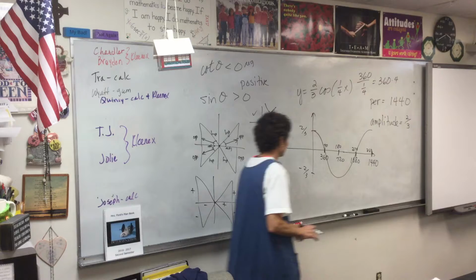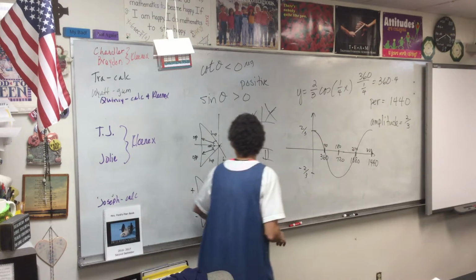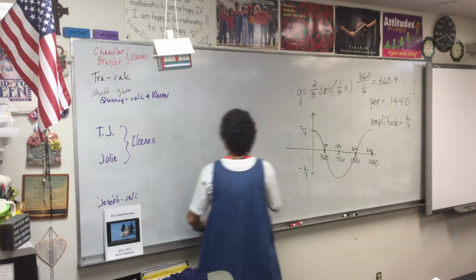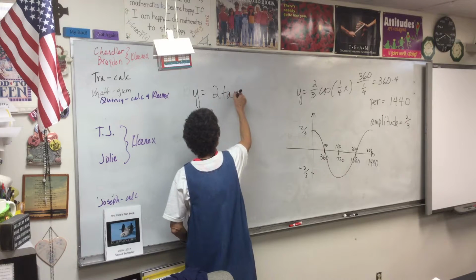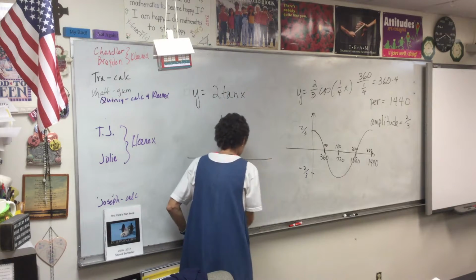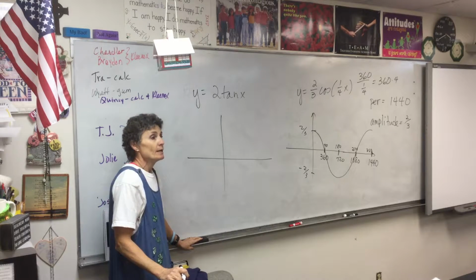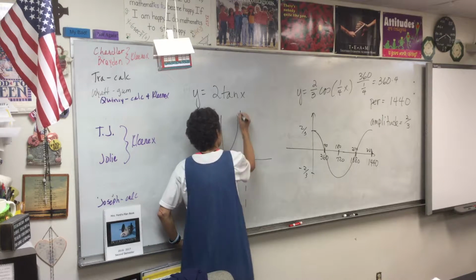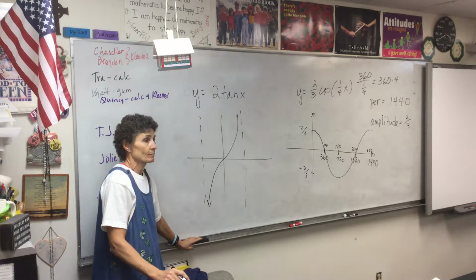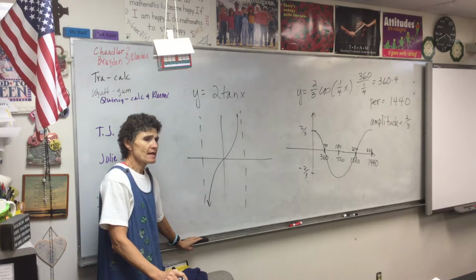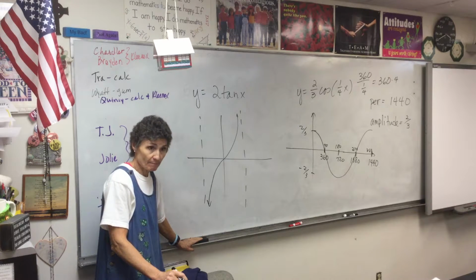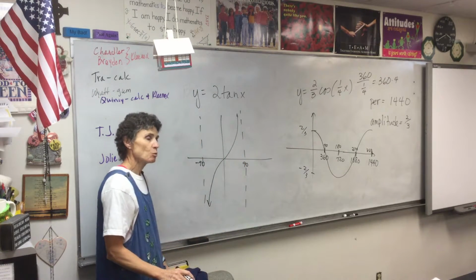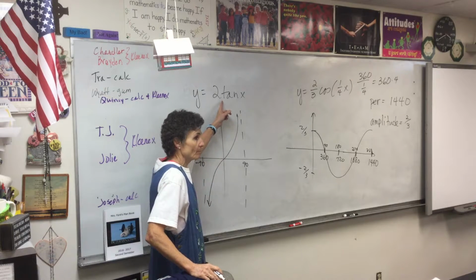Two tan x. All right, tell me about this one. What's this one look like? What does a tangent look like? It has an asymptote and an asymptote and a squiggly line in the middle, right? Where are the asymptotes supposed to be? Negative 90 and positive 90. That's where they're supposed to be. Guess what? We didn't change them.